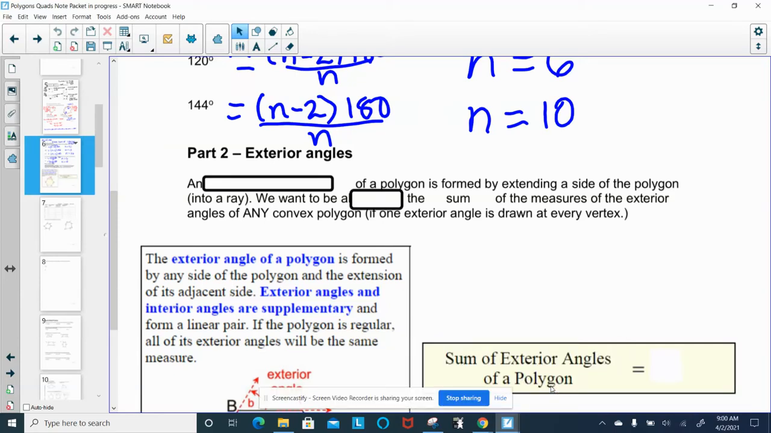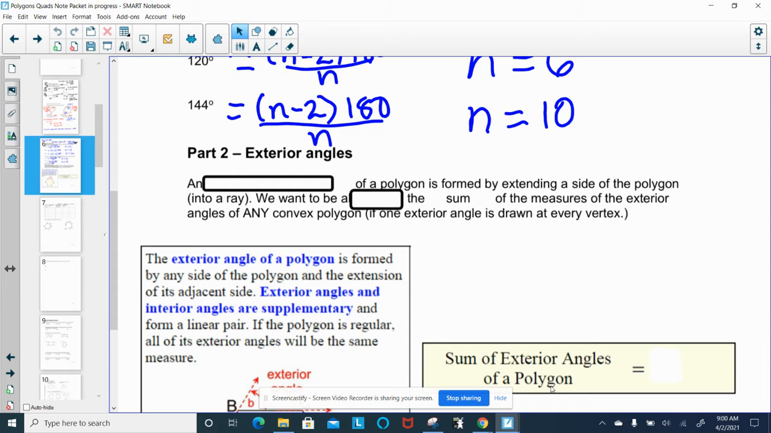Okay, welcome back to day one of polygons. We've been talking about interior angles of the polygons, the angles that are inside, but now we're going to talk about the angles that are outside the polygon. I mean, you might not have really thought about that before. Hey, there's angles outside the polygon. So there's some very cool things that happen with the angles outside the polygon.